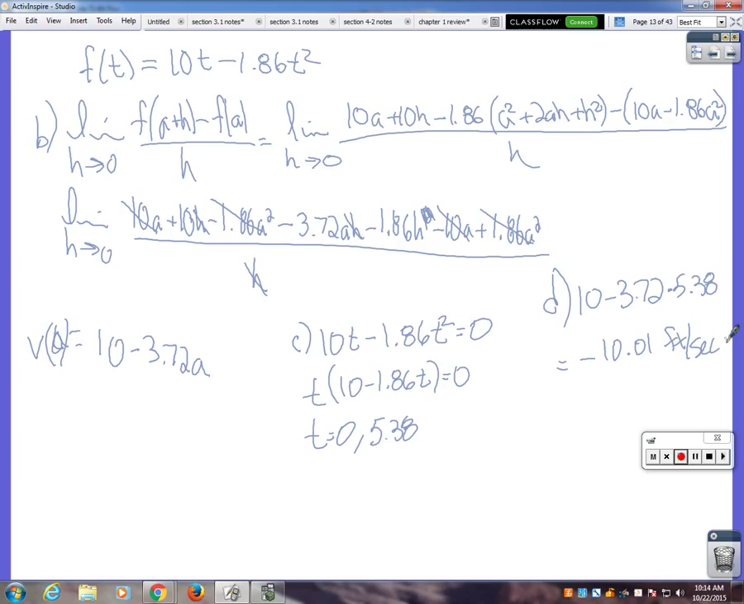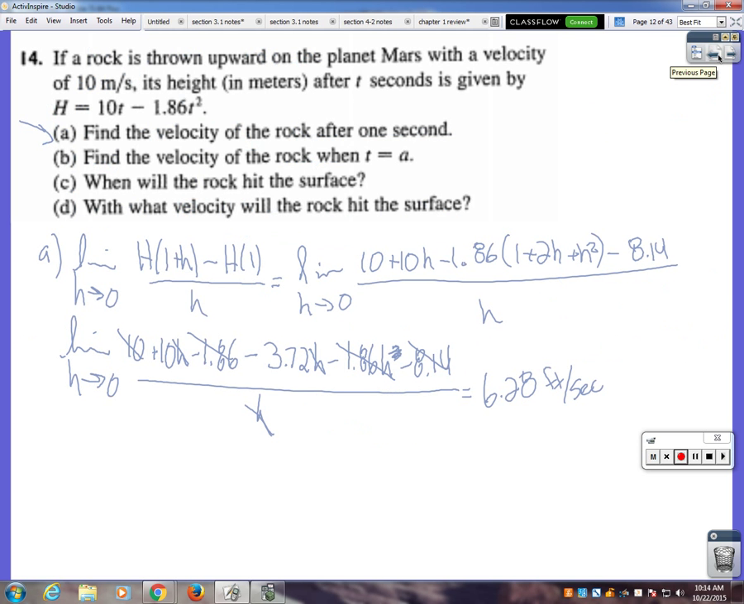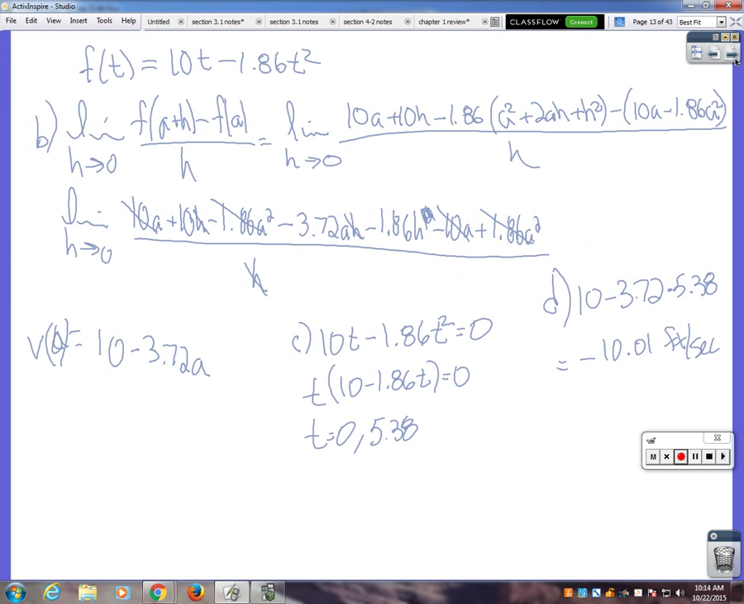And negative is a good thing there because it's coming down. Also, you should notice that you threw it upwards with the velocity of 10 feet per second, and it's landing with the velocity of about 10 feet per second. Alright, does that help to kind of go through something?